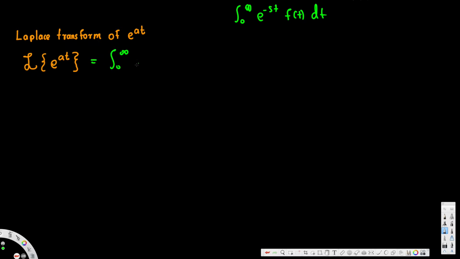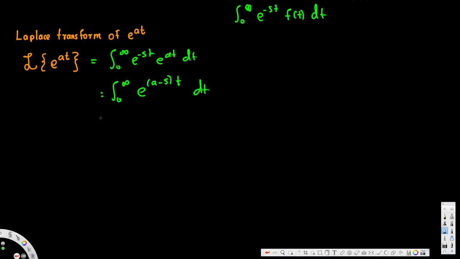0 to infinity e power negative st, instead of f of t I put e power at, dt. Since we have e power at and e power negative st multiplying each other, if we are multiplying exponentials, it means the powers will add, so this is going to become e power t. We can take the t common, so let me take the t common, and this is going to be a minus s, and t common, dt.